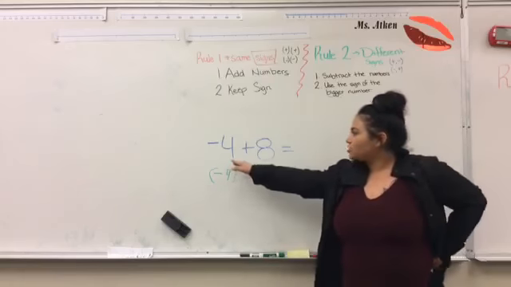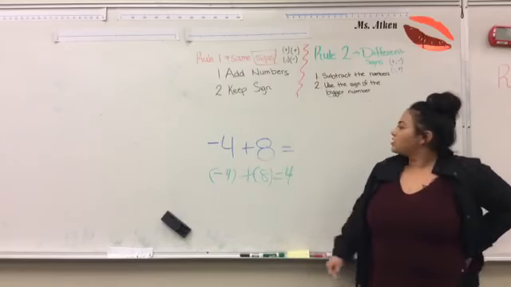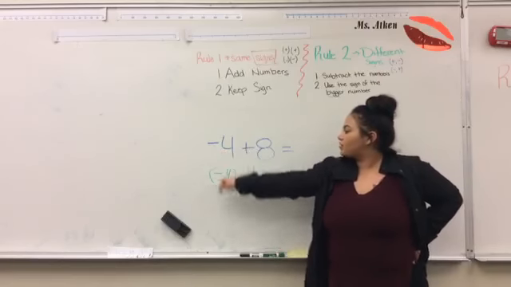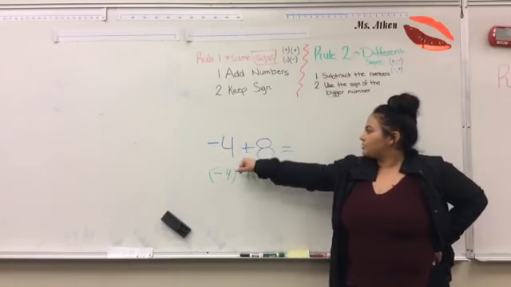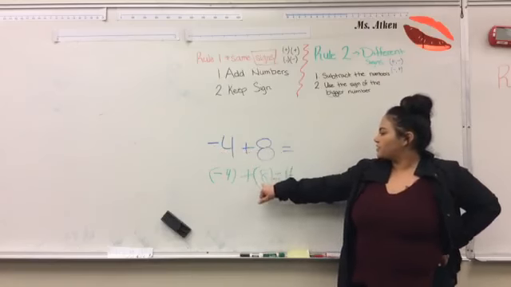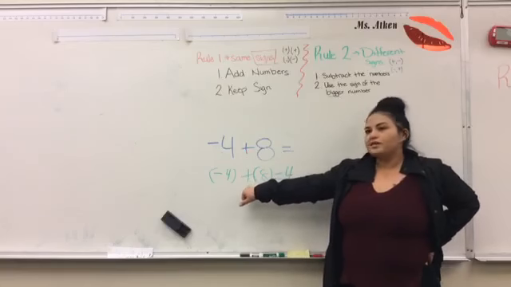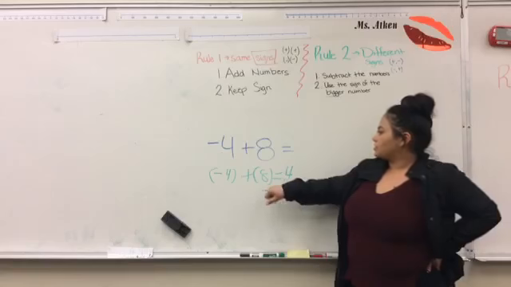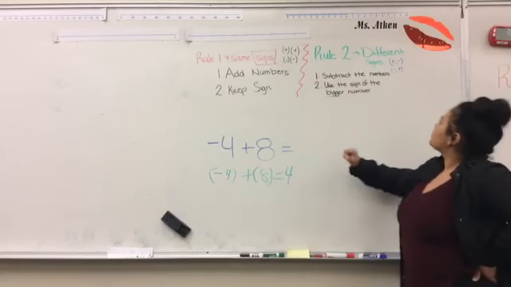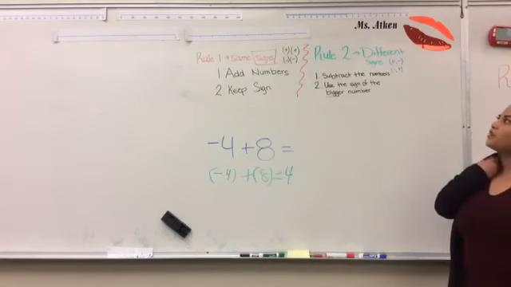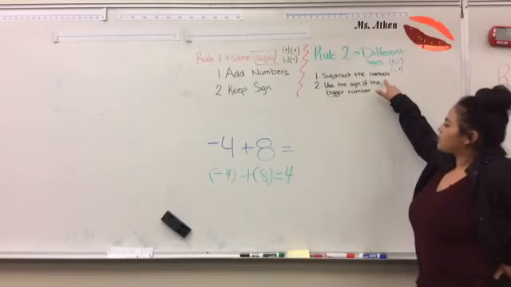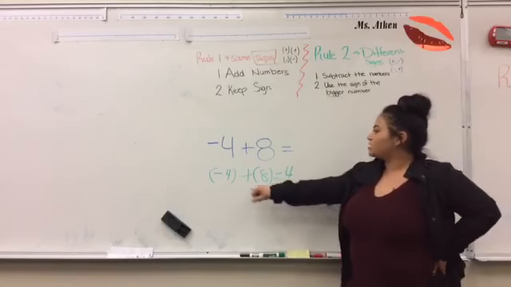So what she did, is it okay if I explain this? Okay, so what she did here is she rewrote it first. She said this negative belongs to the 4, negative 4. This plus belongs to the 8, so a positive 8. There's no sign, so you always put a plus sign. And then she said equals. There's a negative and a positive. If there's a negative and a positive, do we use rule 1 or rule 2? Rule 2. Rule 2 says to subtract the numbers. So she said 8 minus 4, which is?